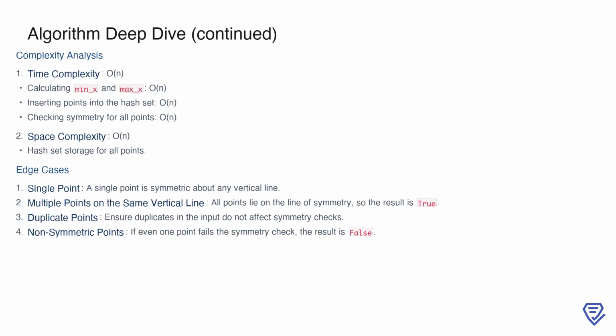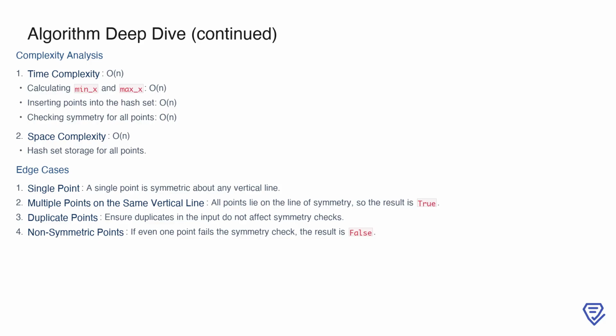Let's analyze the complexity of the algorithm. The time complexity is O(n), where n is the number of points. This is because calculating the minimum and maximum x coordinates takes O(n), inserting all points into the hash set takes O(n), and verifying the symmetry for all points also takes O(n). The space complexity is also O(n), as we need to store all points in the hash set.